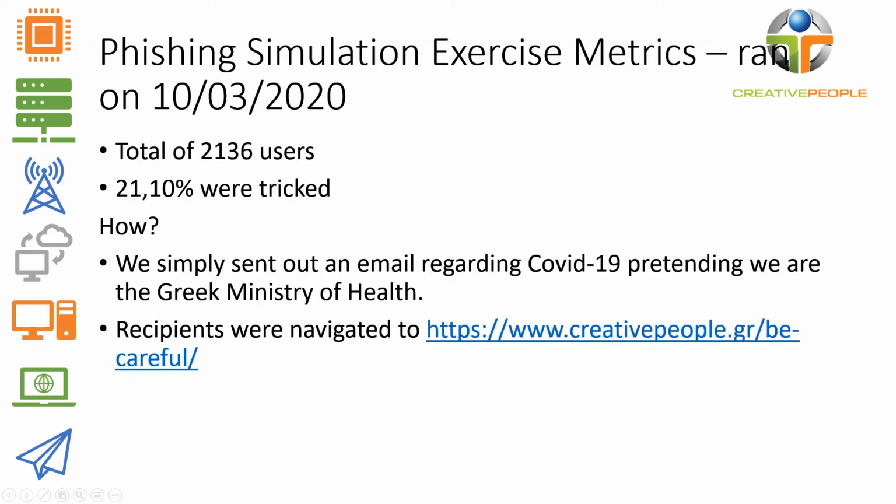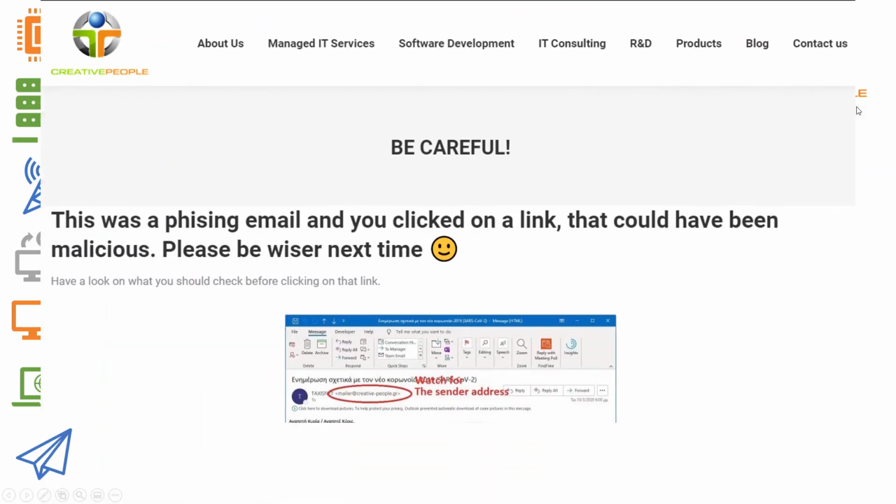Right before the lockdown in Greece, we put our customers to a test. We sent out a phishing email regarding the COVID-19 lockdown, pretending to be the Greek Ministry of Health. We did that to raise awareness and prepare our customers' employees. Fortunately, for the ones who clicked on the link, our website appeared, providing useful information on how to distinguish a legit email from a phishing one. Another fact: more than 21% of our customers' users clicked on the link, and imagine that most of them had related training at the beginning of the year.